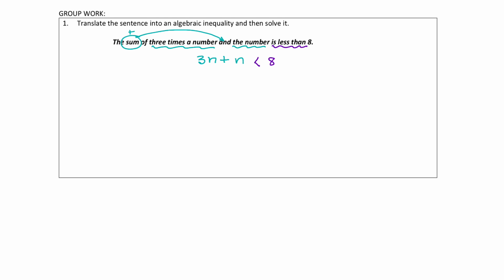Let's find out. Combine like terms. Remember, there's the invisible 1 right there, so it's 4n is less than 8. Divide both sides by 4, so n is less than 2. And that's it. That's all you need to do. Just a reminder from the last section, this represents an open circle at 2 and going to the left.